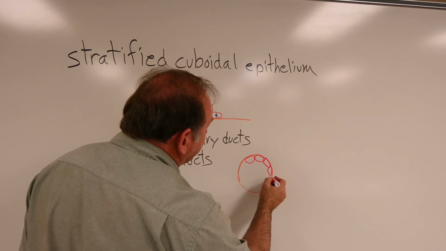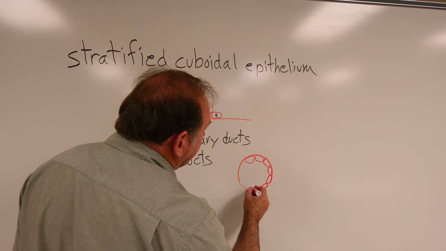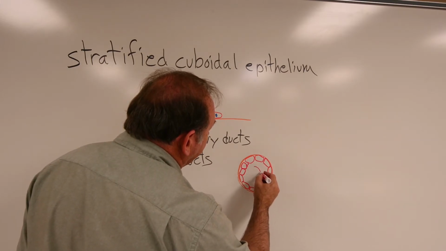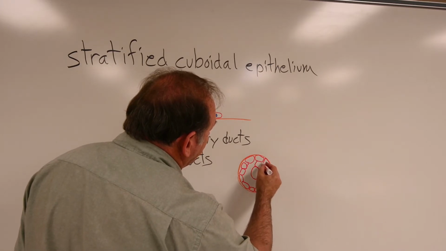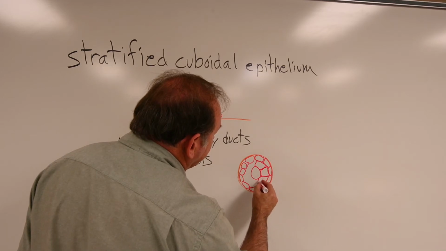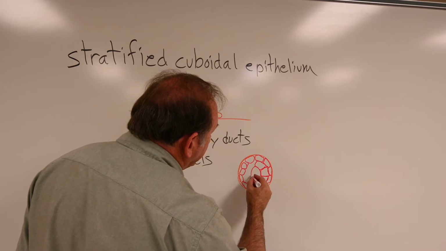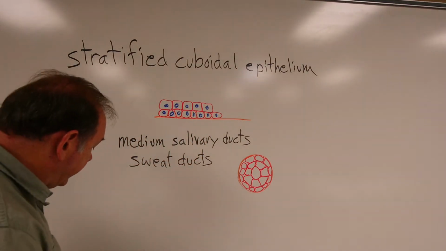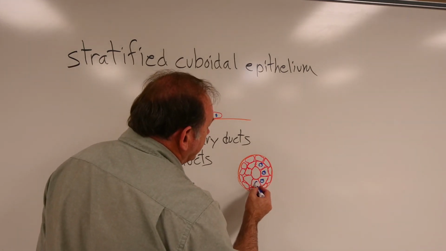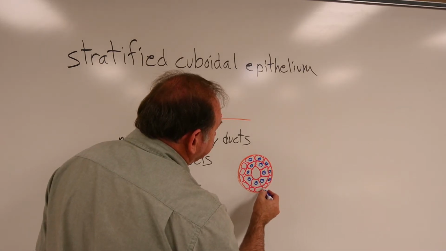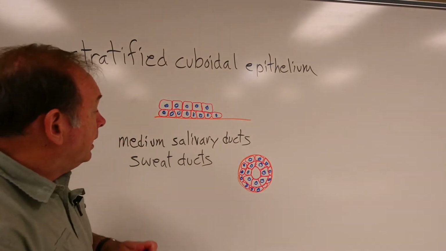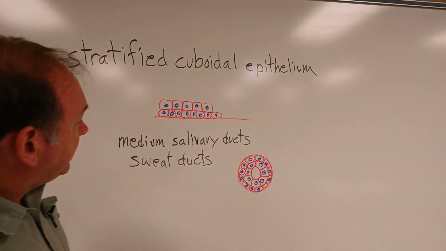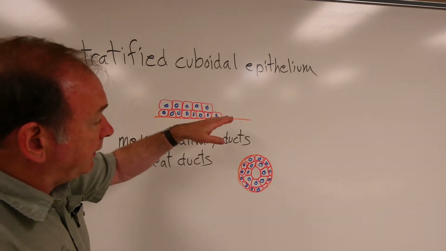So we would have one layer of cells up against the basement membrane here, the more irregular cells. And then out toward the middle we would have a fairly even lumen space here with our cuboidal cells spaced out around this. So that would be a stratified cuboidal epithelium in a duct, like a sweat duct. In a medium salivary duct, we'd have the same kind of wall, but the luminal space in the center would be bigger on a typical medium salivary duct. So anyway, that's stratified cuboidal epithelium.